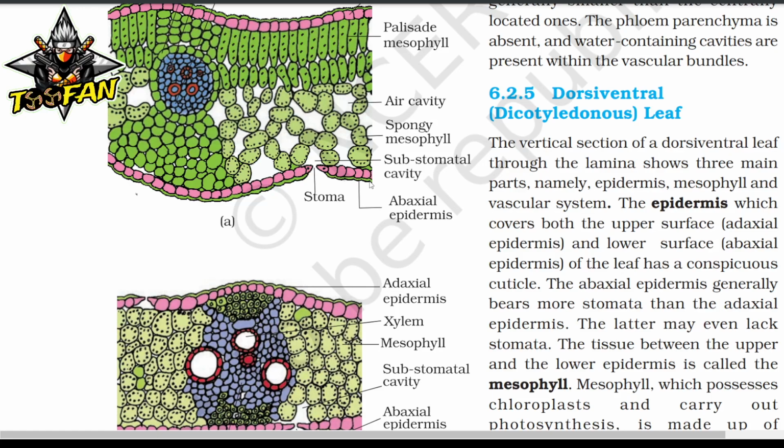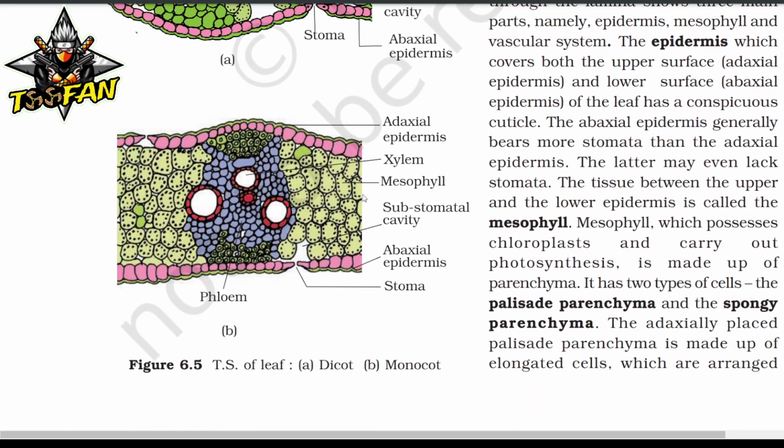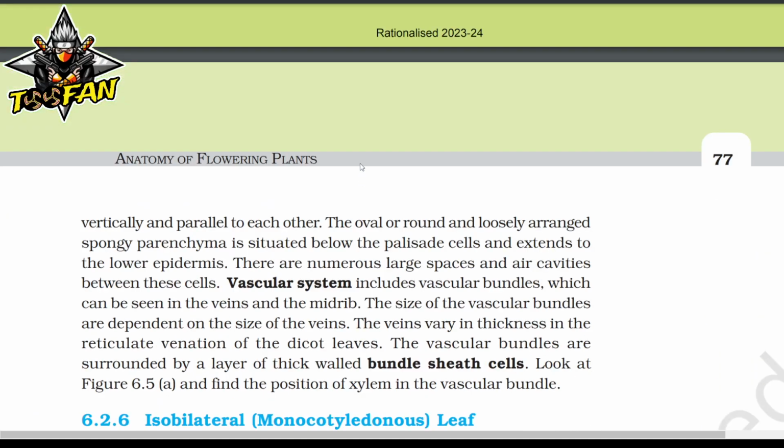The tissue between the upper and the lower epidermis is called mesophyll. Mesophyll, which possesses chloroplasts and carries out photosynthesis, is made up of parenchyma. It has two types of cells, the palisade parenchyma and the spongy parenchyma. The adaxially placed palisade parenchyma is made up of elongated cells which are arranged vertically and parallel to each other. The oval or round, loosely arranged spongy parenchyma is situated below the palisade cells, which extends to the lower epidermis. There are numerous large spaces and air cavities between these cells.